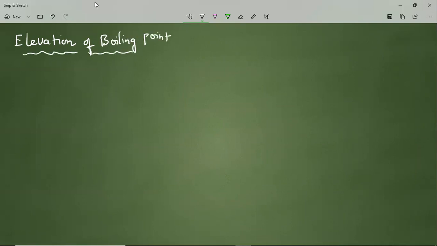Yeah, it's over. Now let us move to the next colligative property, that is elevation of boiling point. Elevation of boiling point, symbol delta TB.